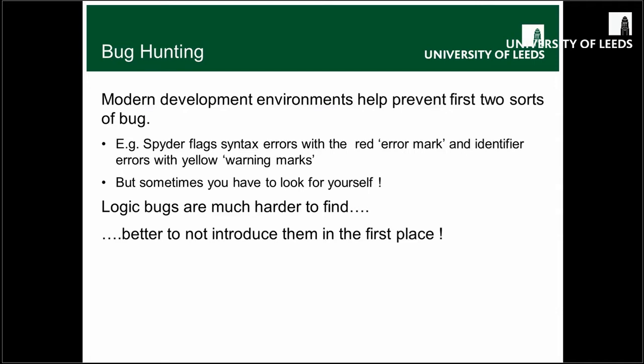So, first of all, if you do have bugs in code, what can you do to try and get rid of them? Well, the good news is that modern development environments, such as we're using in this course, do quite a bit to help you by finding syntax errors and identifier errors for you. So in Spyder, a syntax error gets flagged up with a red error mark, and identifier errors come up with yellow warning sign marks. That doesn't necessarily mean that everything marked with a yellow is definitely a problem, and occasionally it fails to spot things and you have to go looking for them for yourself.